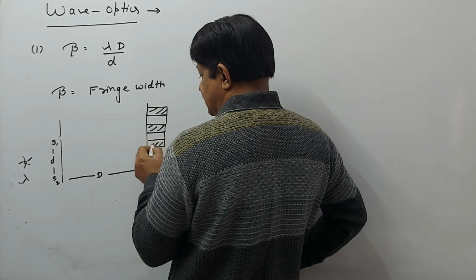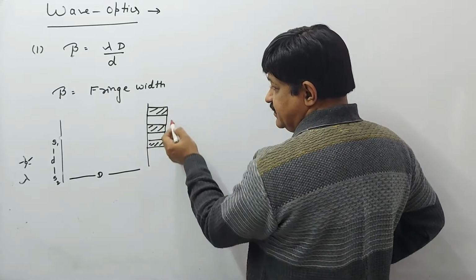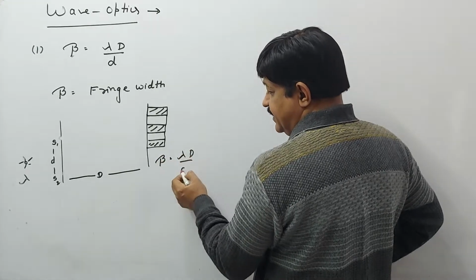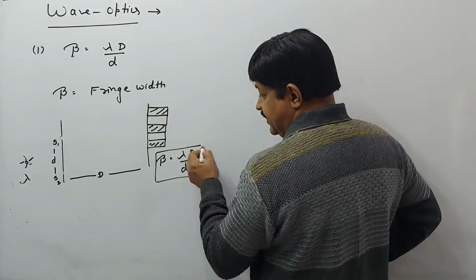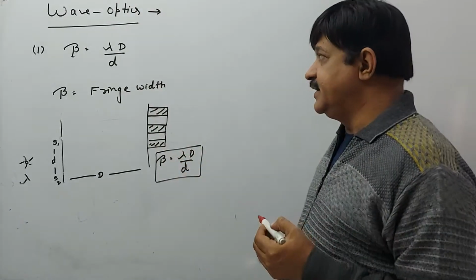The alternate maxima and minima will be there. The width of this is called fringe width, and that is basically lambda D by d. So the logic is this one only, that how to find the fringe width. Beta equals to lambda D by d.